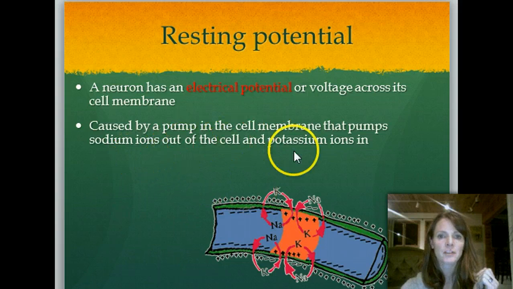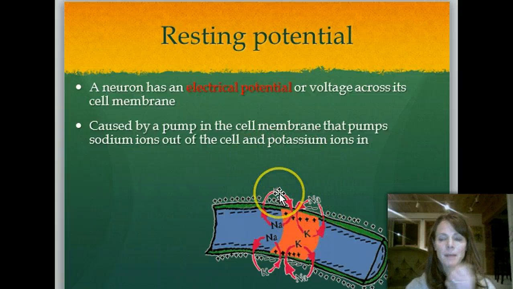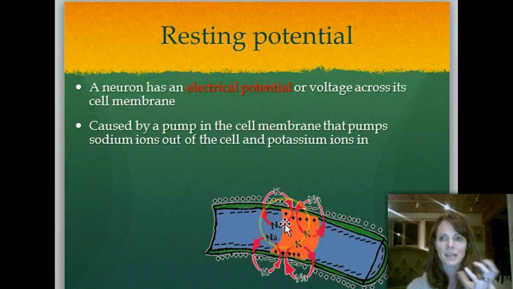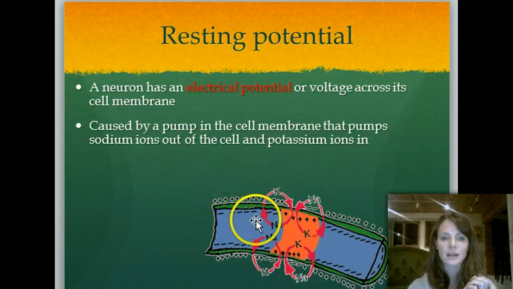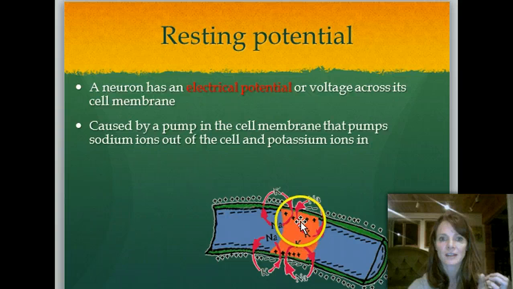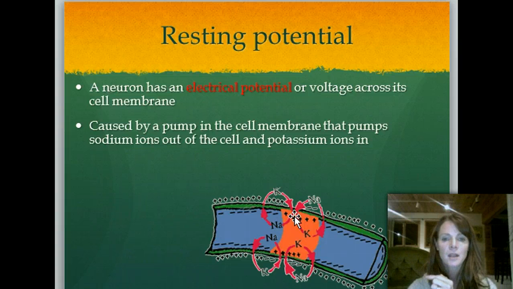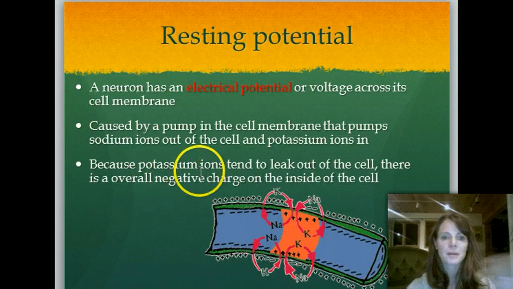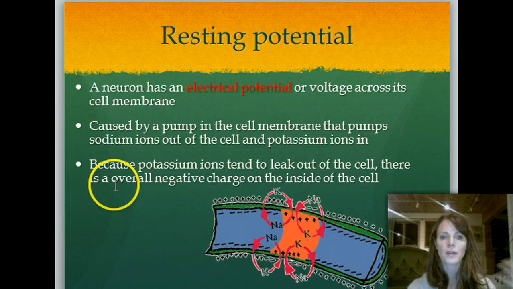So this is caused by a pump in the cell membrane that pumps sodium ions out of the cell and potassium ions in. So potassium has an overall plus charge on it. Sodium has a negative charge. So in order to change this resting potential of positive on the outside, negative on the inside, you have this pump, the sodium potassium ion pump, that pumps these in and changes it to positive on the inside and negative on the outside, okay? As you do that, the electrical impulse is traveling along that axon, okay? So that's what's happening with that pump. Because the potassium ions tend to leak out of the cell, there's an overall negative charge on the inside of the cell, okay? That's kind of the resting.